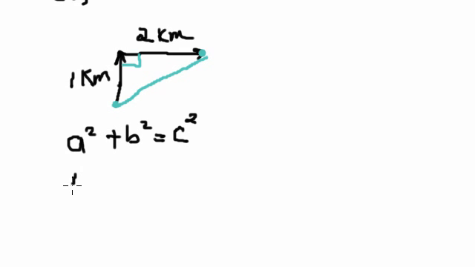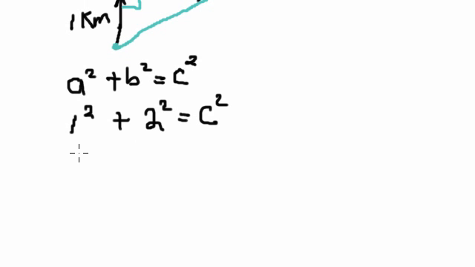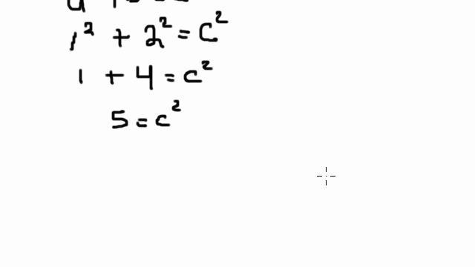A is going to be 1 squared plus b squared is going to be 2 squared is equal to c squared. 1 squared is the same as 1. 2 squared is the same as 4. 4 plus 1 is 5. That's equal to c squared. Now we need to find c by doing the square root of 5. That will give you c.